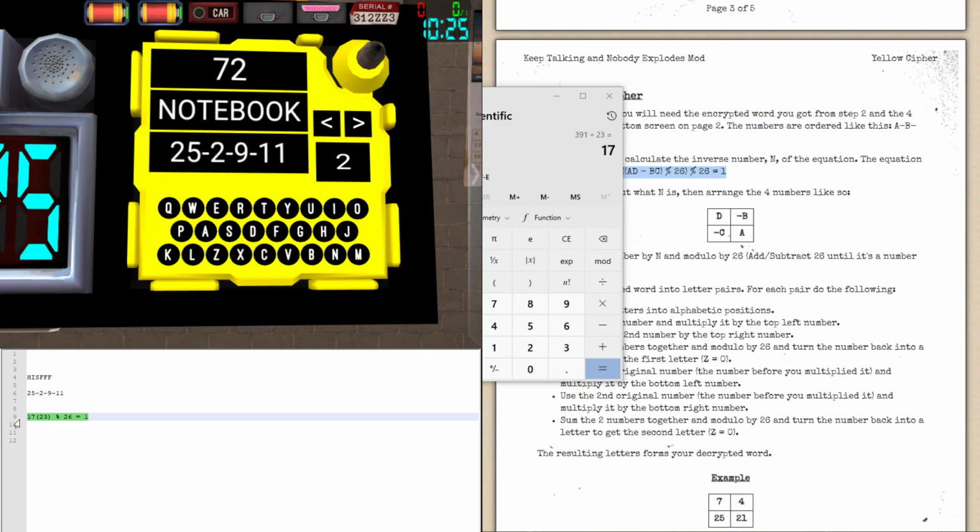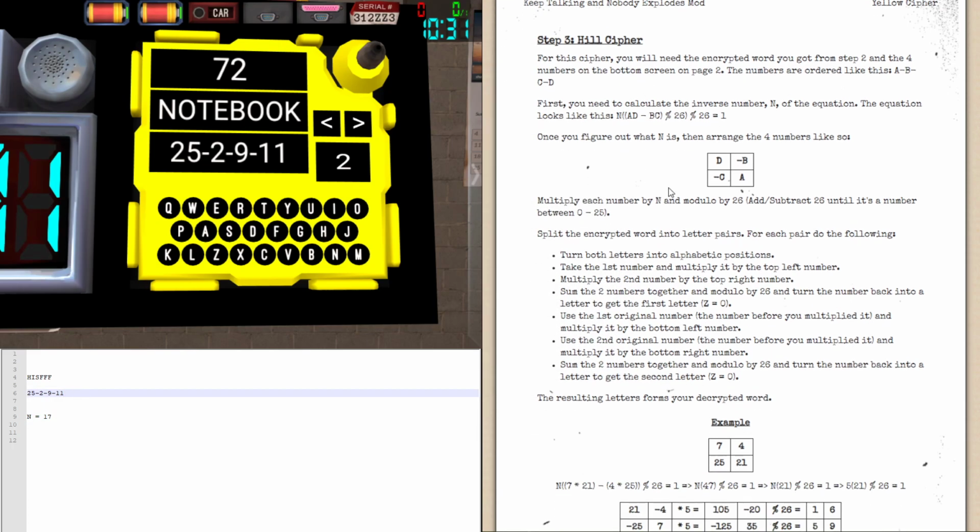Now that we figure out n is equal to 17, all we've got to do now is set up our matrix so that we arrange the 4 numbers like so. D is going to be in the top left, so 11 goes in the top left. Then we have a negative B, so it'll be negative 2 in the top right. Then a negative C, so negative 9 goes in the bottom left. And finally, A, which is 25, goes in the bottom right.